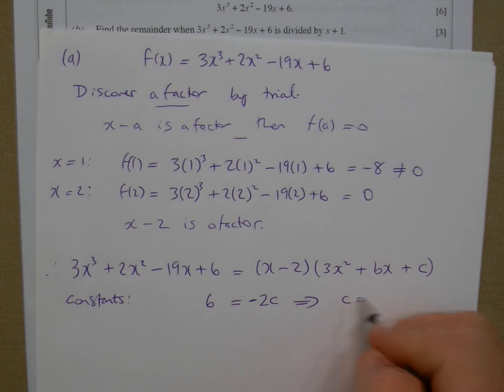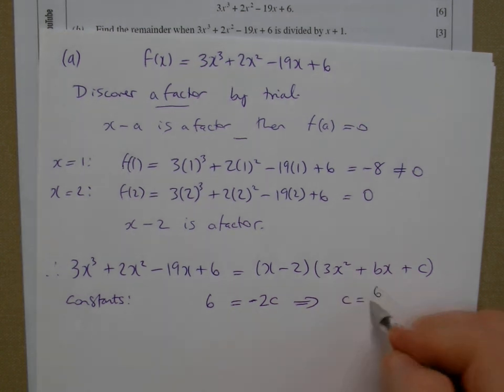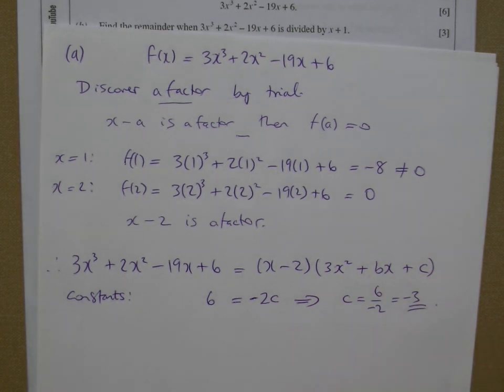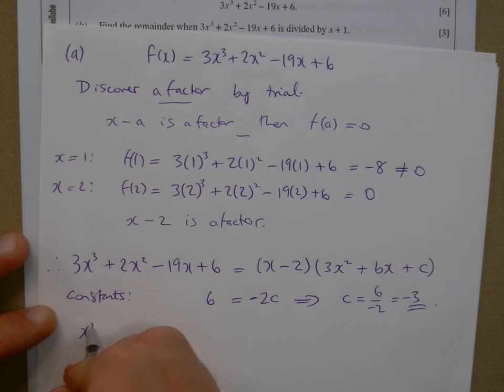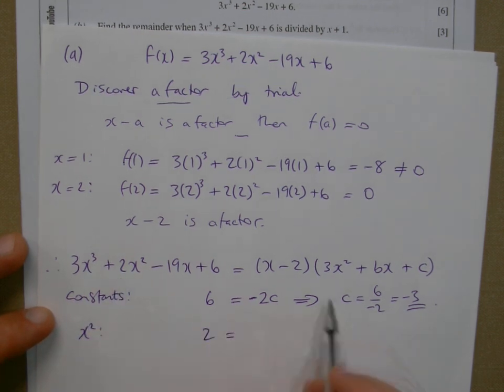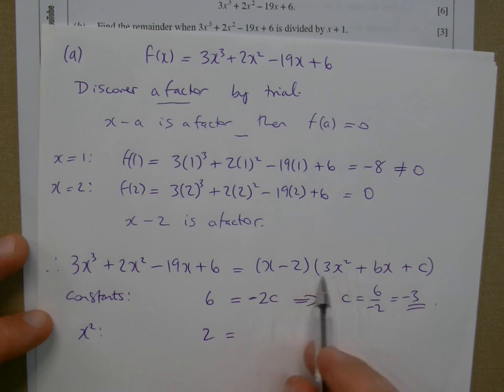And then for the constant, if you divide by minus 2, you get minus 3 as your answer for c. c's got to be minus 3. Equate then the x squared. Now in front of the x squared here is a 2, so you're expecting to get 2 in front of the x squared here.